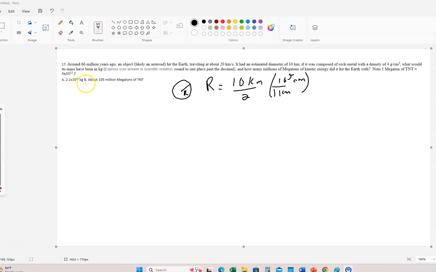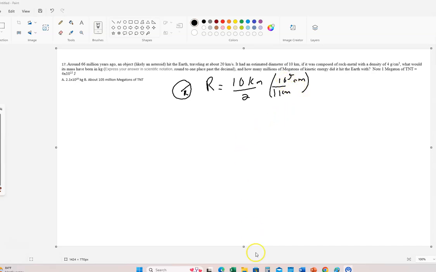So part A, we're going to get 2.1 times 10 to the 15th kilograms, and then part B, it's going to be 105 million megatons. All right, so let's work this out. First thing we have to do is we take this object. If it had a diameter of 10 kilometers, the radius, we of course have to divide that by 2, and then let's convert it into centimeters. Remember, 1 kilometer is 10 to the fifth centimeters.